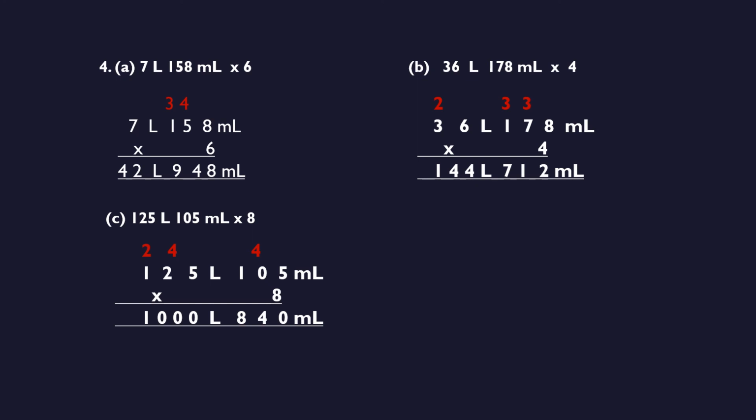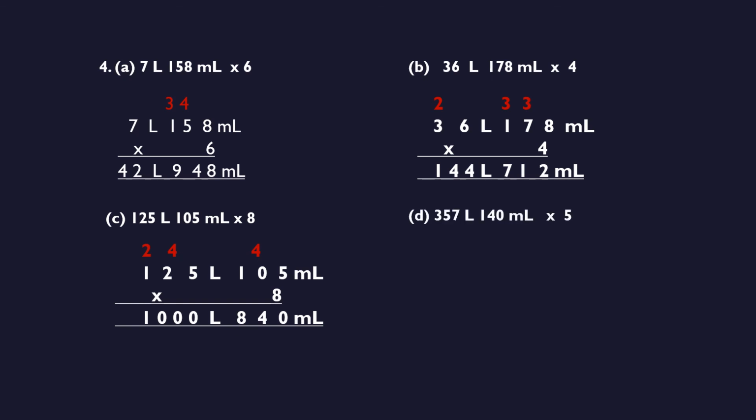Then come towards the liter side. 8 fives are 40. Write 0 in the answer part and 4 as carry. Then 8 twos are 16. 16 plus 4 carry, that is 20. So write 0 in the answer part and 2 as carry. Then 8 ones are 8 and plus 2, that is 10. So the total answer is 1000 liters 840 milliliters.